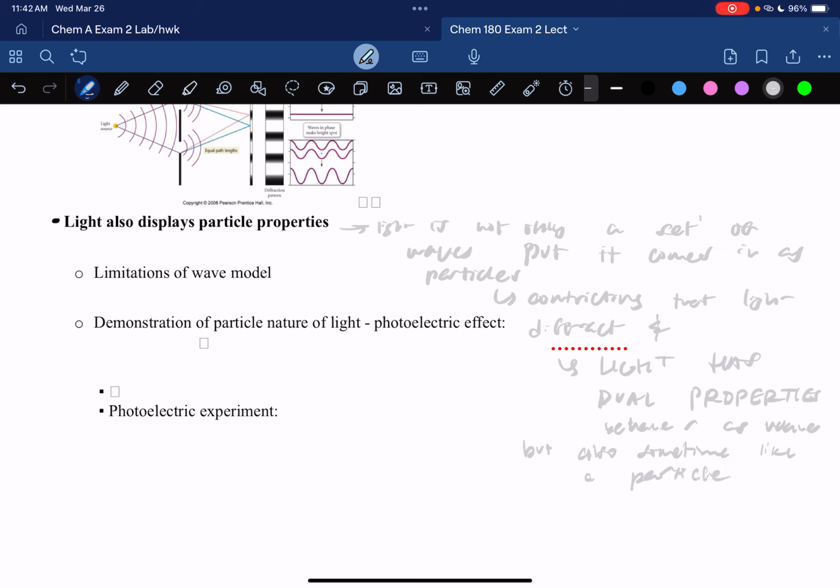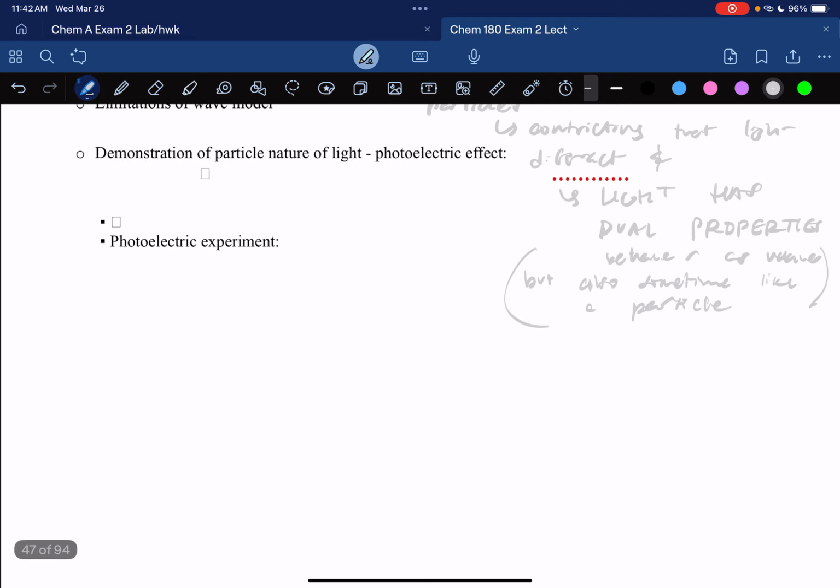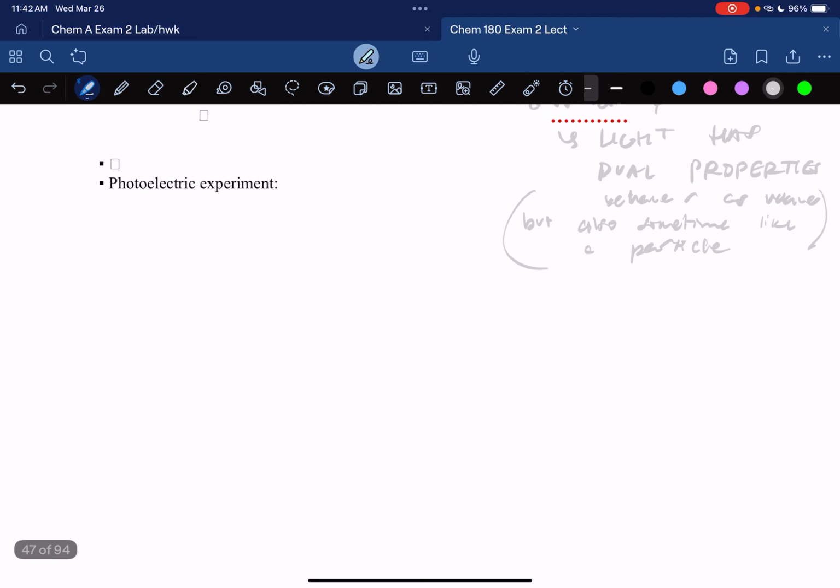Okay. But all of a sudden we say, well, light also behaves like a particle. You have to prove it. You can't just say, well, I think it's like a particle. Somehow you have to prove it, right? And the next section will show you how we prove it. Okay. So let's go to the next section.